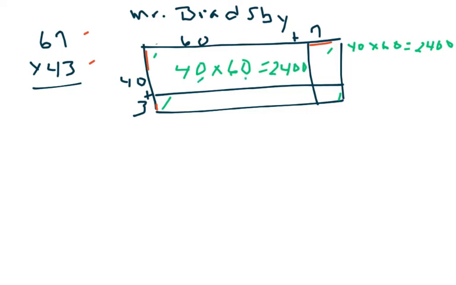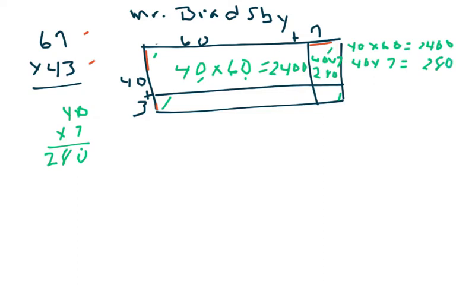Okay, the next rectangle is 40 by 7. We got 40 multiplied by 7. Tens. 4 times 7 is 28. 280. I'll erase this, we did it.